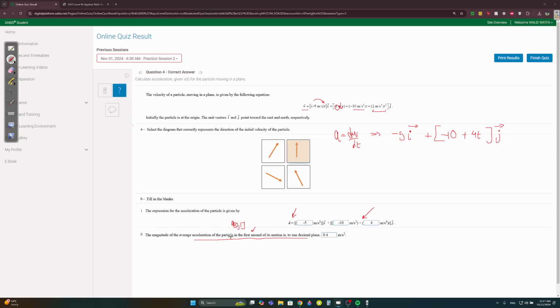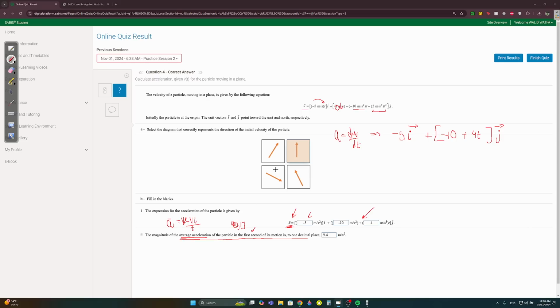Did they say instantaneous? They said average acceleration. This is where many students mix up. They're going to go here and substitute 0 and 1. That's not what you do. Average acceleration. What's the formula for average acceleration? It's V final minus V initial divided by time. Always, if you see average, you never use the expression for that thing.